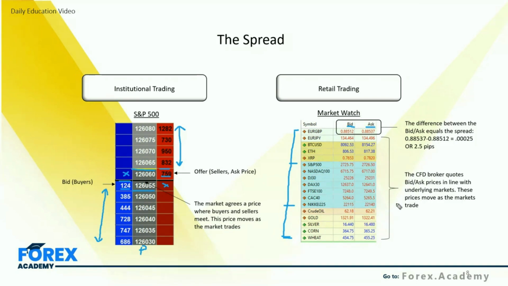Just to annotate a few, we have 88.512 and 88.537. The last figure is simply an increment, so it's really 53 to 51, which is a 2 pip or 2.5 pip spread on our euro pound. The CFD broker quotes the bid and ask prices in line with underlying markets. The prices move as the markets trade, and effectively we pay a little premium when we decide to either buy or sell the market.